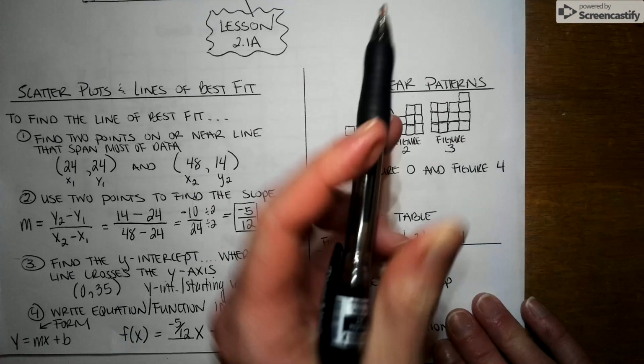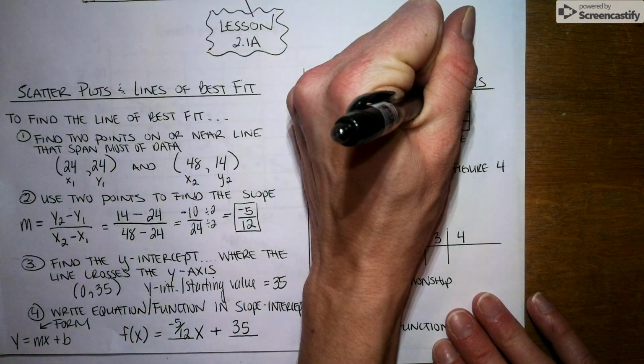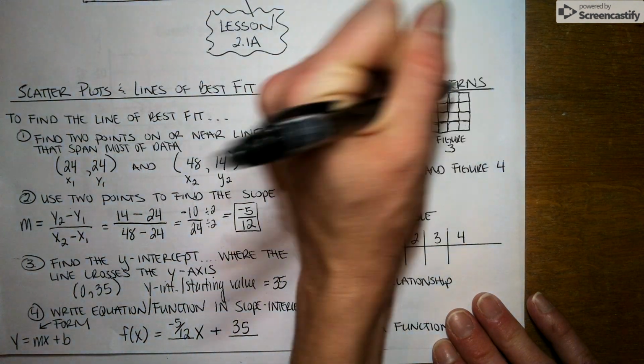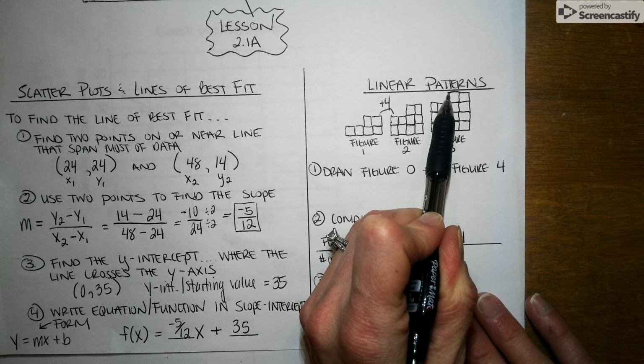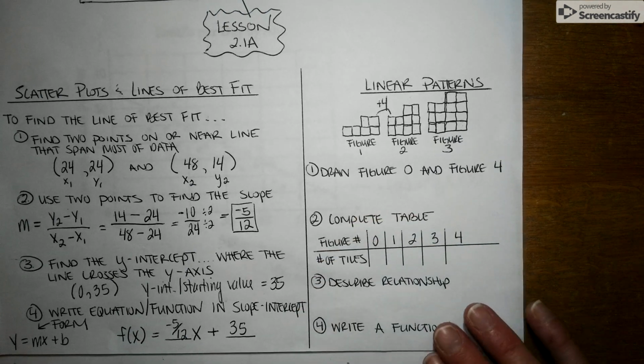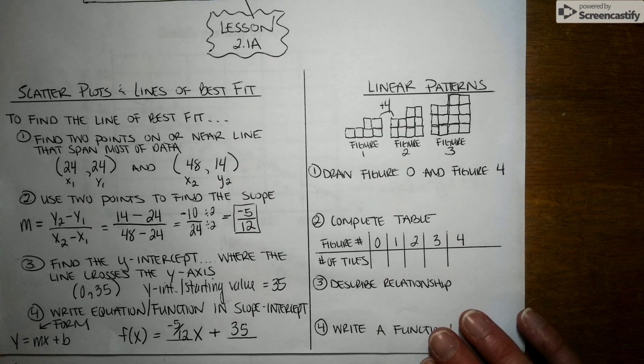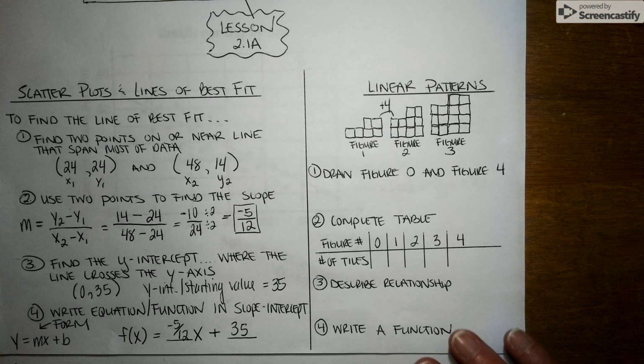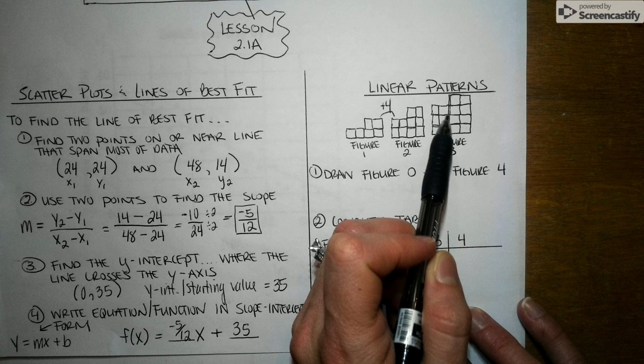This should be 14, because Mrs. Shattuck forgot to draw in a tile. That's her bad. So make sure that you draw in this extra tile here, because Mrs. Shattuck forgot to do that before she made this video. So now when I count, I have a total of 14.